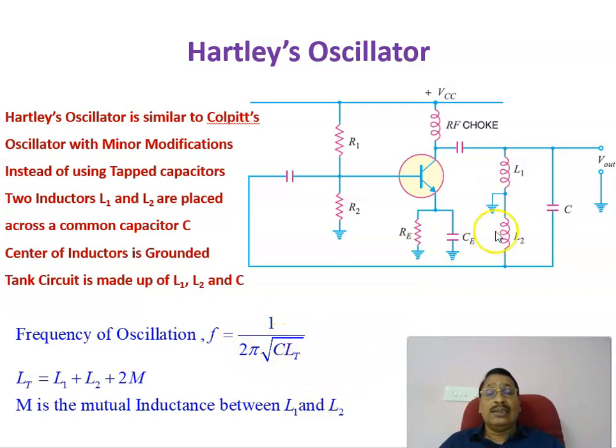LT means the total inductance. When they are connected in series, it is equal to L1 plus L2 plus twice the mutual inductance, that is, L1 plus L2 plus 2M. Therefore, 1 by 2 pi root of C into LT is the output frequency of oscillation available at this point, where M is the mutual inductance between L1 and L2. This is the circuit diagram of a Hartley oscillator, and it is used for high frequency generation.